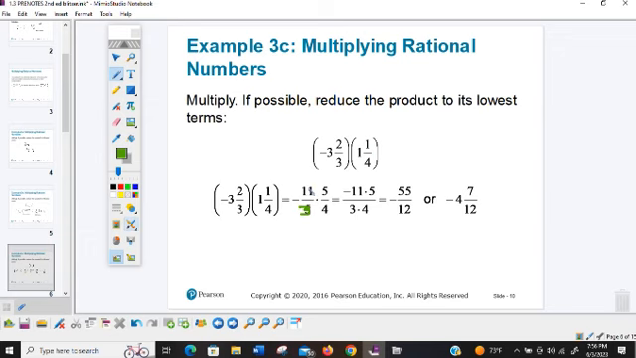Now we multiply. Negative 11 times 5 is negative 55. 3 times 4 is 12. And then we want to see if there are any factors that will go into both of these. 55 is 5 times 11, and neither 5 nor 11 goes into 12. So this won't reduce. You can leave it improper, or you can make it into a mixed number. 12 goes into 55 4 times with 7 left over.